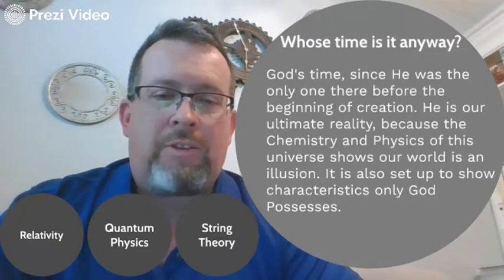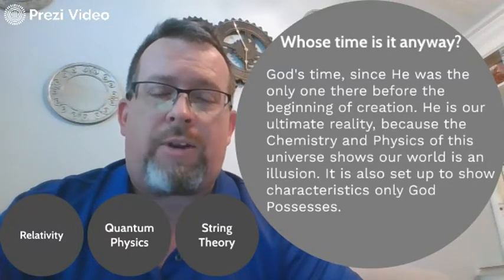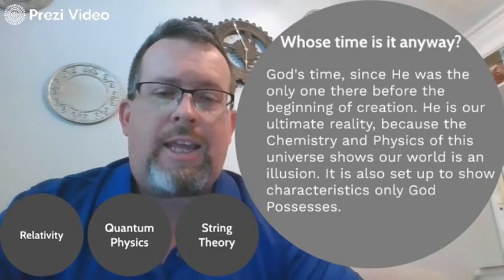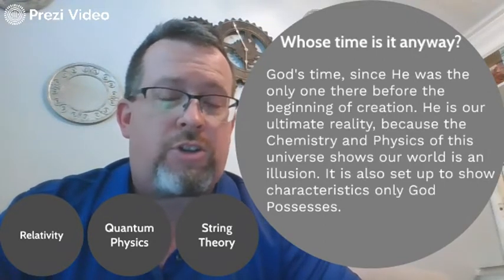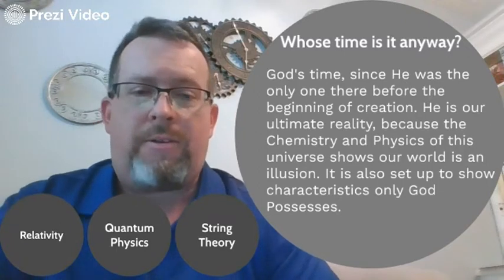to back it up. So, first of all, let's look at whose time is it anyway in the creation story? It's God's time. Since He was the only one there before the beginning of creation, it's His time. He is our ultimate reality because the chemistry and physics of this universe shows that our world is an illusion.